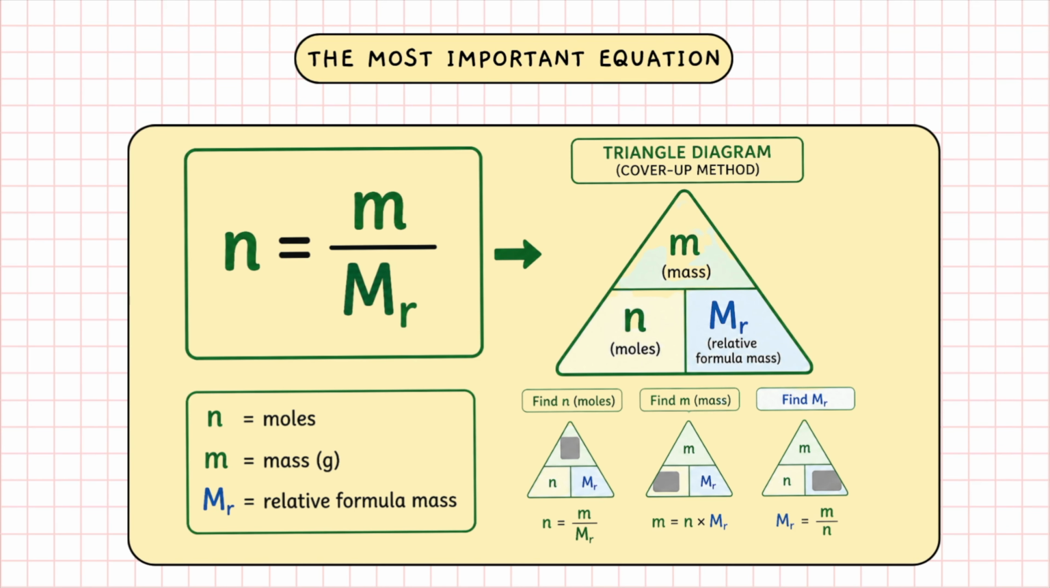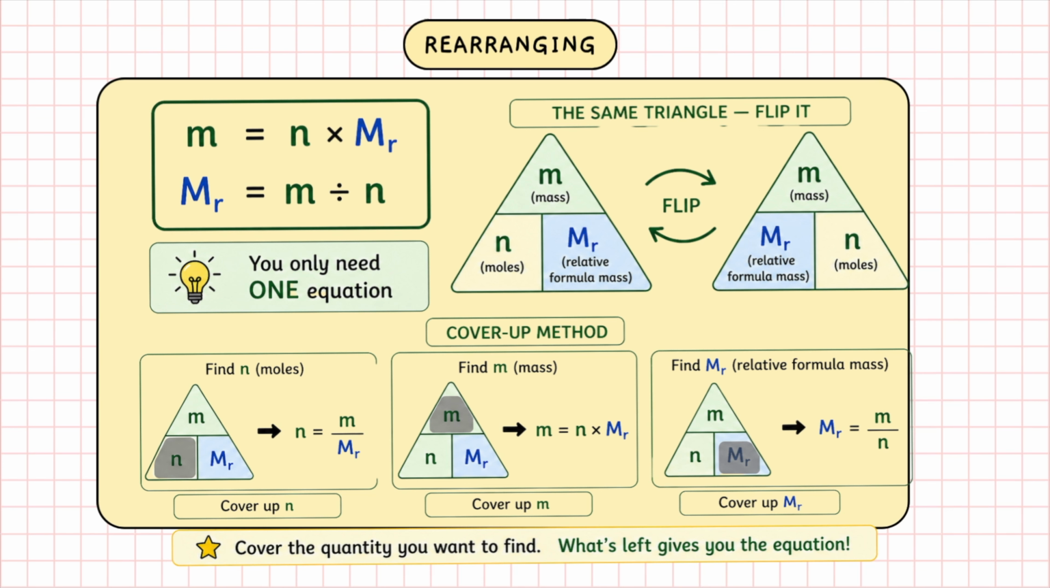This is the key equation. Moles equals mass divided by Mr. Mass must be in grams, and Mr comes from the periodic table or from adding up the formula. You don't need to memorize 3 separate equations. Use the same triangle. If you want mass, do moles times Mr. If you want Mr, do mass divided by moles.